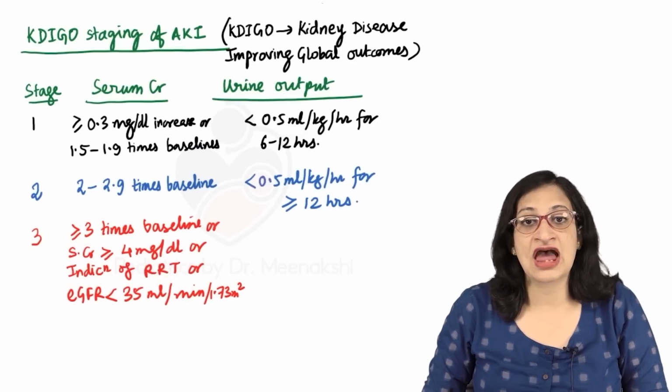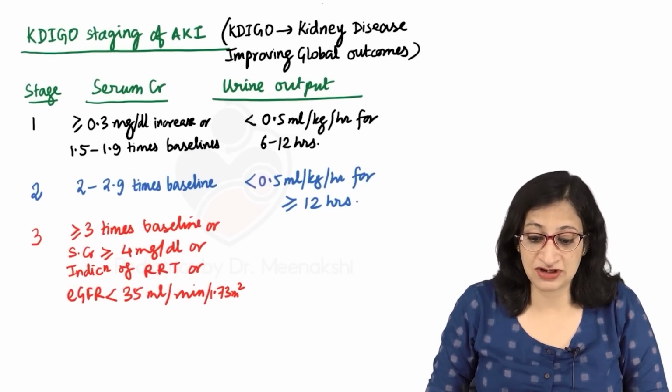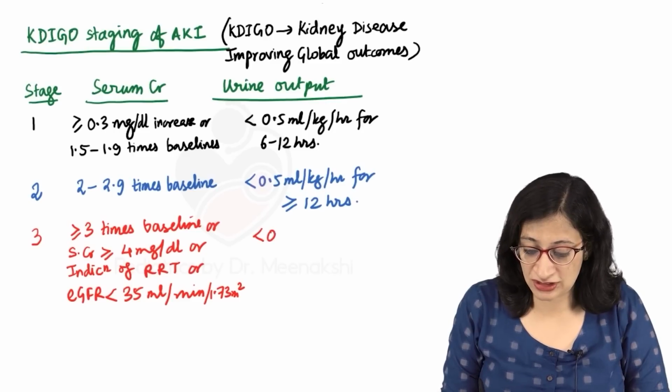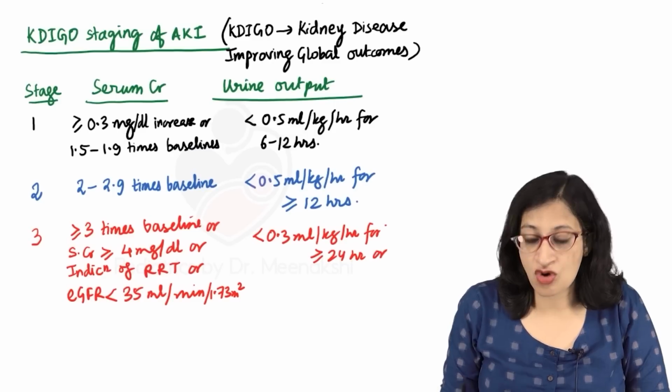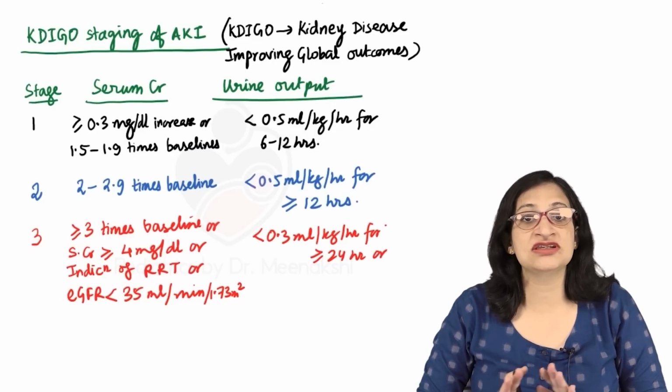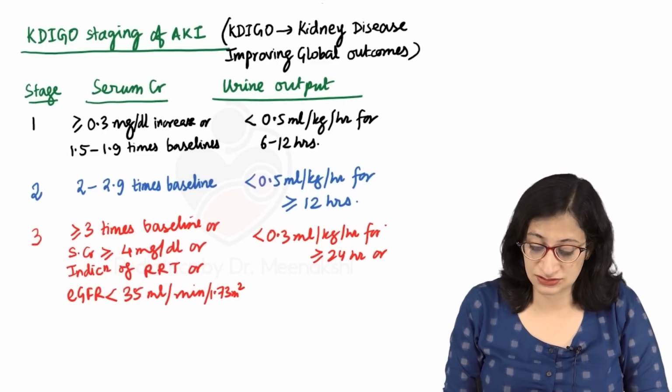And what about the urine output? The urine output in stage 3 is very, very less. It is less than 0.3 ml per kg per hour for greater than or equal to 24 hours. Or there is complete anuria. Anuria means no production of urine for greater than or equal to 12 hours.